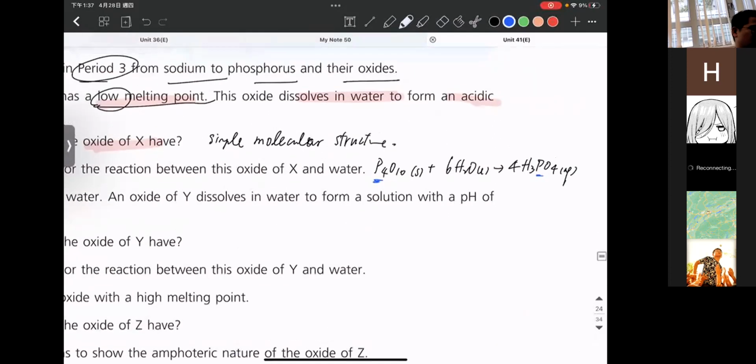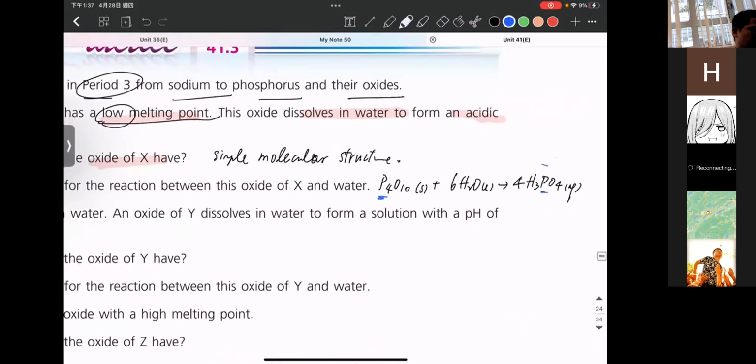Please check the oxidation state of phosphorus. What is the oxidation state of phosphorus? It's +5. There is no change in the oxidation number of phosphorus. So whenever you are asked to write down the equation for the dissolution of an oxide in water to form an acid, please stick to this rule. The oxidation number of phosphorus doesn't change, and neither do those of oxygen and hydrogen. In other words, this is not a redox. Remember, this equation is not a redox.